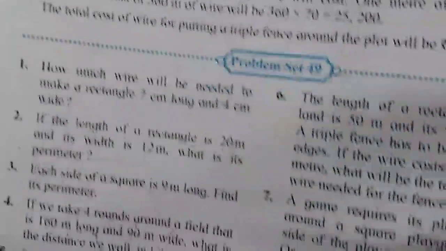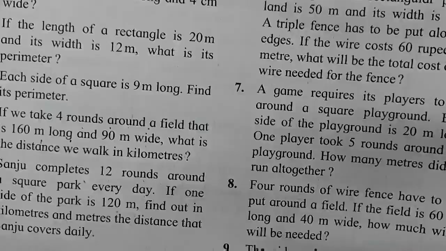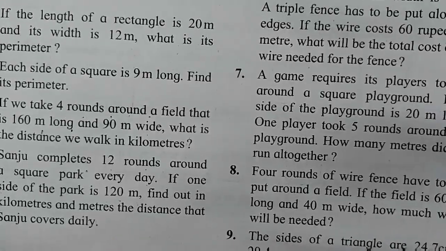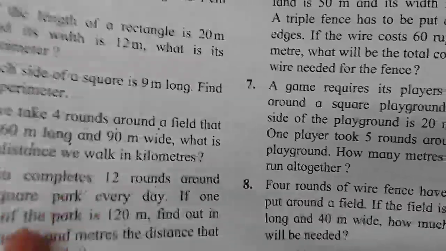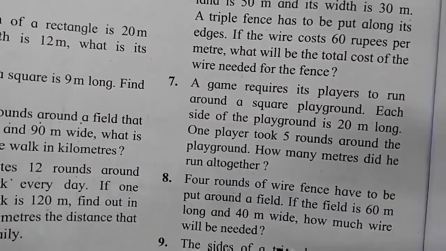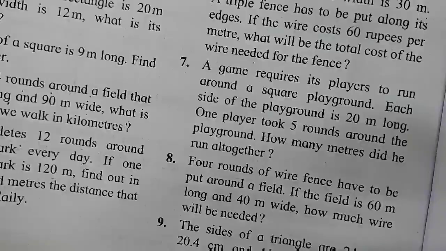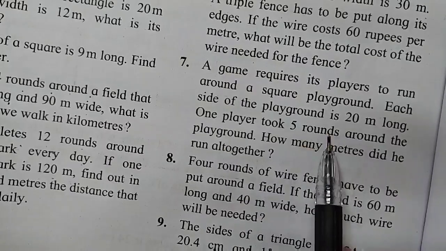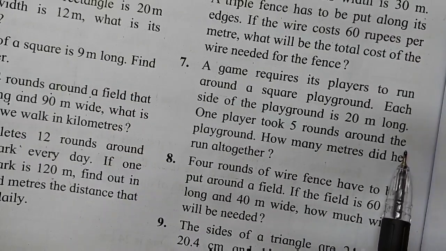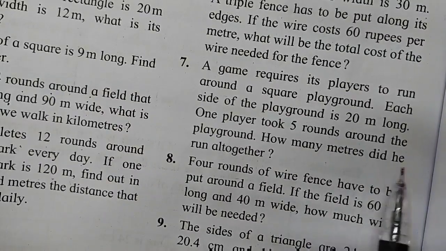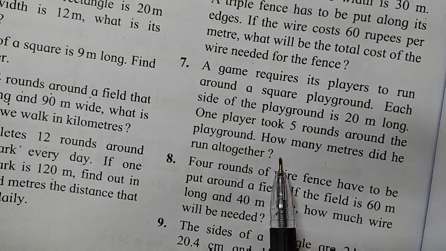Now, your sixth sum is, sorry, we did the sixth one. Now we have to do the seventh one. A game requires its players to run around a square playground. Each side of the playground is 20 meters long. One player took 5 rounds around the playground. How many meters did he run altogether?